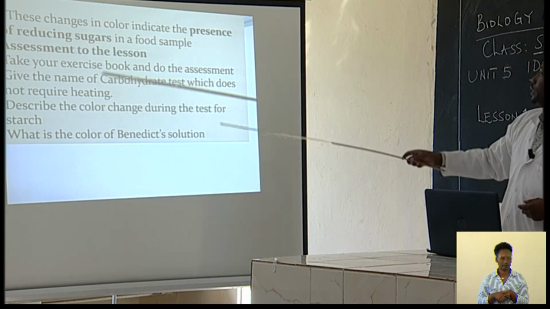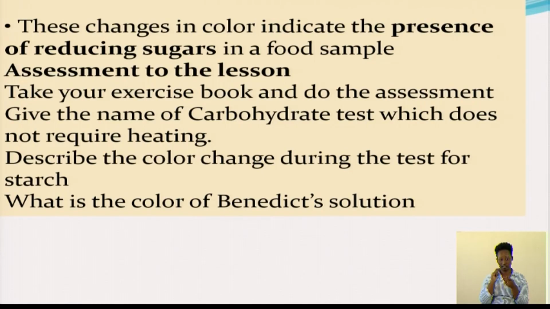Quickly, let's go to the deduction. The change in color indicates the presence of reducing sugars in the food. And here we have the home assignment.